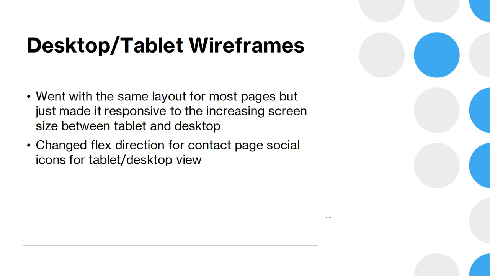And with regards to desktop and tablet layouts, I went with pretty much the same layout for most pages. I just made it more responsive to the increasing screen size between tablet and desktop, just because at least on my iPad, I saw that my desktop layout fit pretty well inside my tablet as well. But I've obviously just made it more responsive to increasing screen sizes for people with much larger screens, like ultra wide screens and whatnot. And I changed the flex direction for my contact page social icons from column, as mentioned earlier, to row.